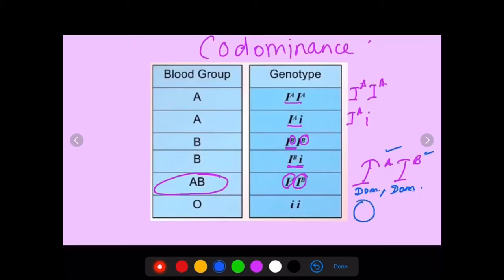So both of them are expressing themselves and producing sugars. One type of sugar is by A and the other type is of B. So both types of sugars can be produced, and this type of blood group makes AB. Here both are recessive, so there is no antigen. So this is blood group O. This is the concept of codominance, that both of them are dominant in the case of blood group AB.